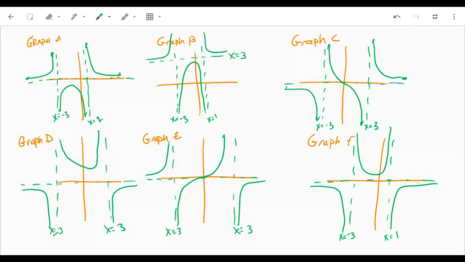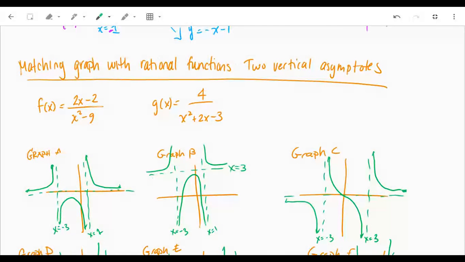Okay. So the first thing that you want to do with these functions is find their asymptotes. So f of x, we're actually going to factor it. We're going to do 2 times x minus 1 in the top, your GCF factoring. Difference of squares factoring in the bottom, x plus 3, x minus 3. For g of x, we've got 4 over, factor the bottom, that'd be x plus 3, x minus 1. Okay. So f of x has asymptotes at x equals -3 and x equals 3. And g has x equals -3 and x equals 1.